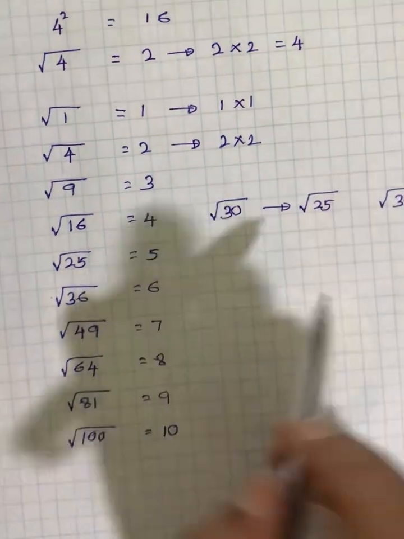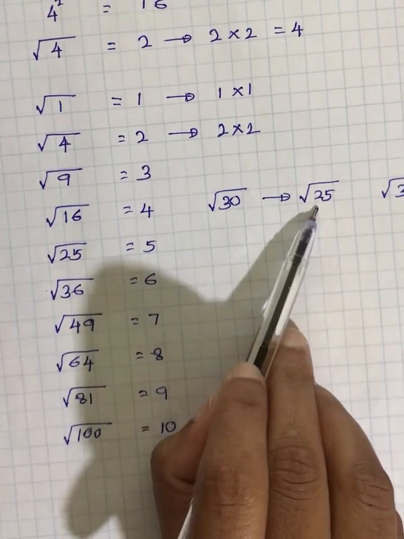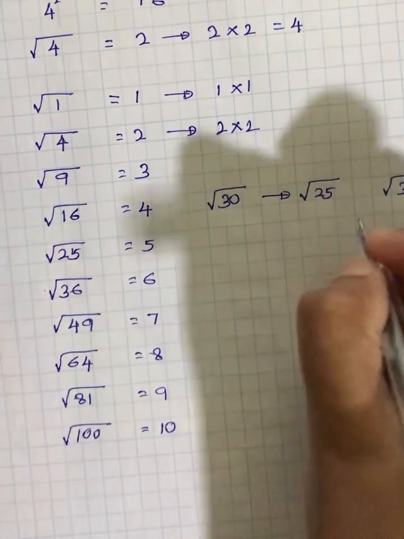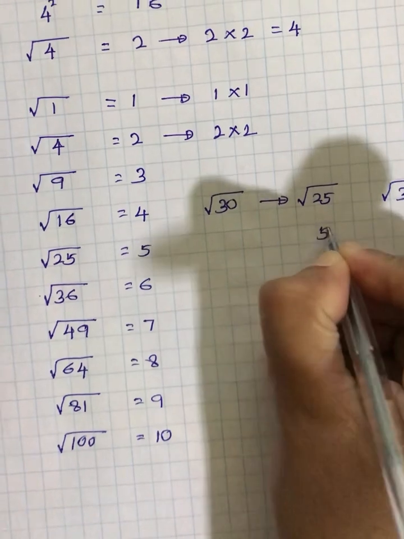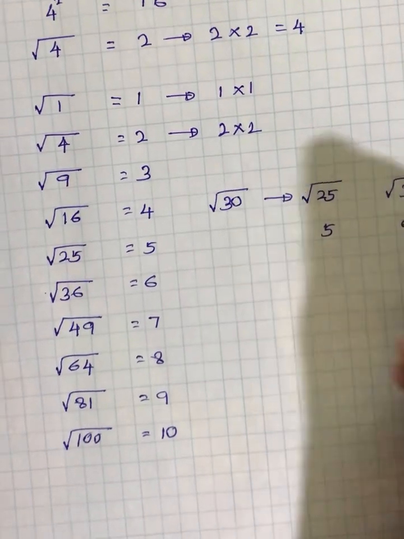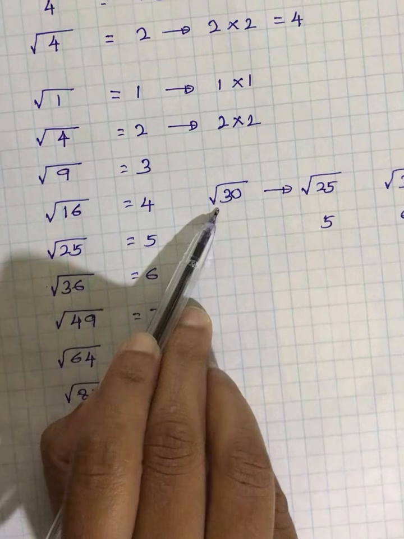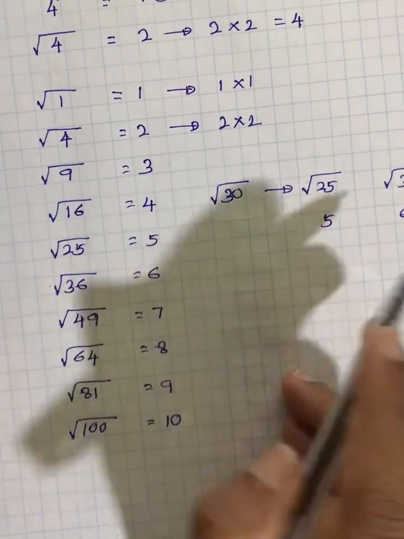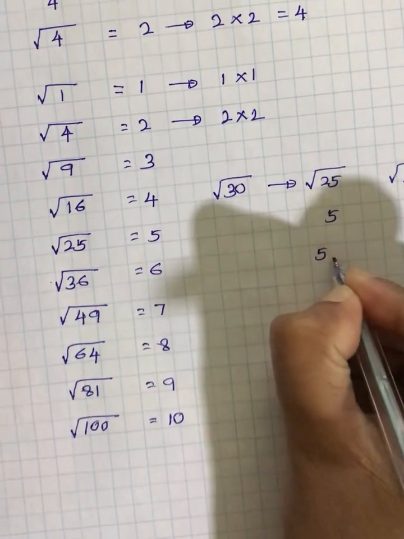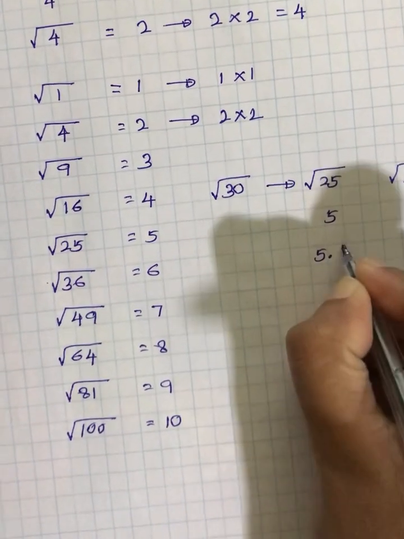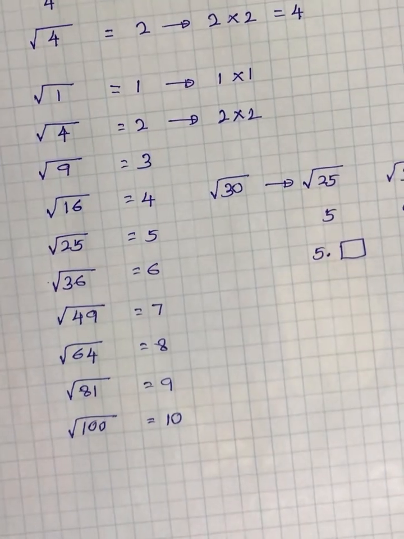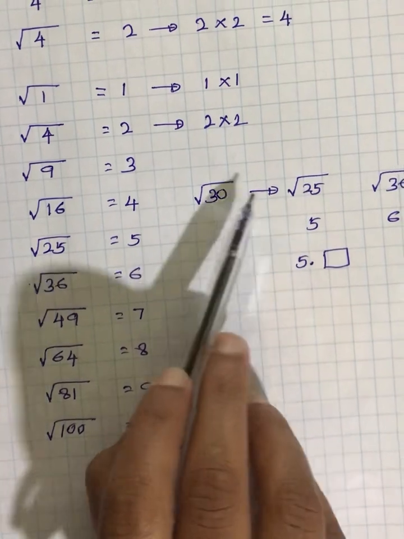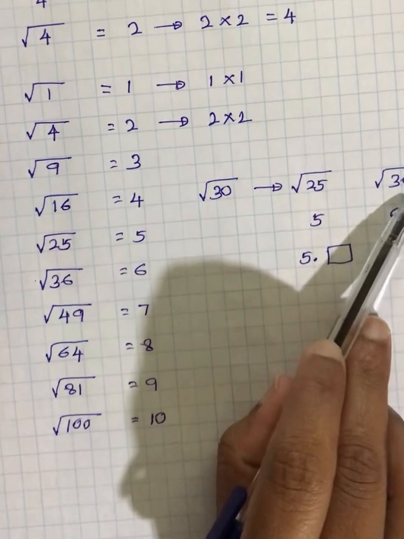And as you can see, 30 is closer to 25. So the square root of 25 is 5 and the square root of 36 is 6. And the square root of 30 should fall between 5 and 6. That means it should be something like 5 point something, right? And as you can see, it is closer to 25 than to 36.